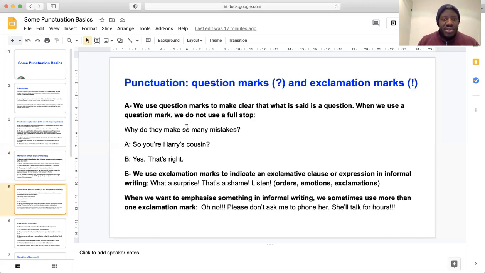We go now to the use of question marks. We may use exclamation marks. We use question marks to make clear that what is said is a question. When we use a question mark, we do not use a full stop. You cannot use a full stop and a question mark at the end of the same sentence. Why do they make so many mistakes? This is a question. Why do they make so many mistakes? Why do they make so many mistakes?